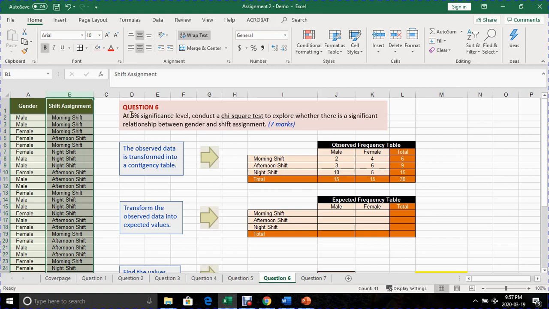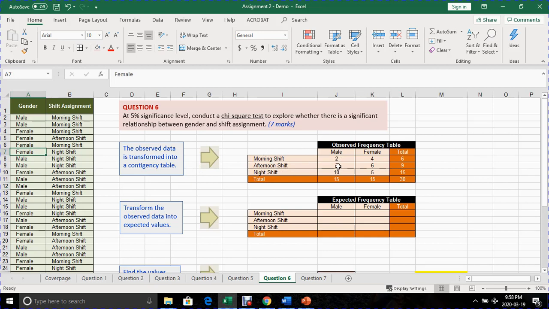So question 6 asks you, at a 5% significance level, to conduct a chi-square test to explore whether there is a significant relationship between gender and shift assignment. In order to do this, we need to transform these two columns of raw data into a contingency table as follows. So this is provided for you.